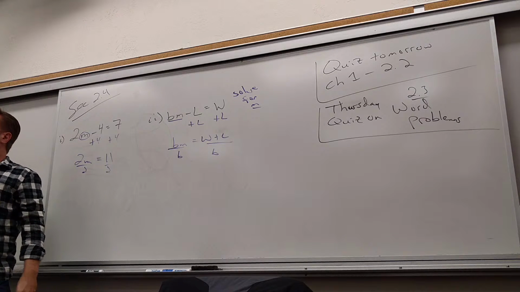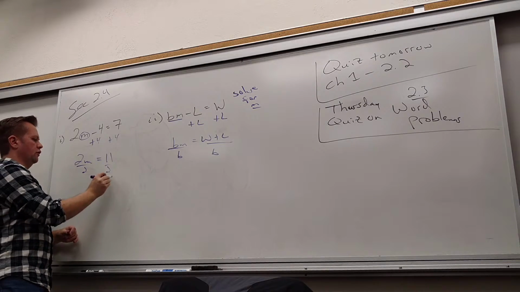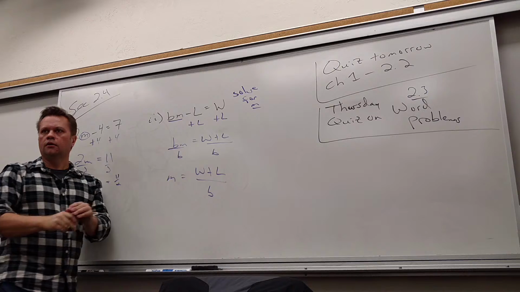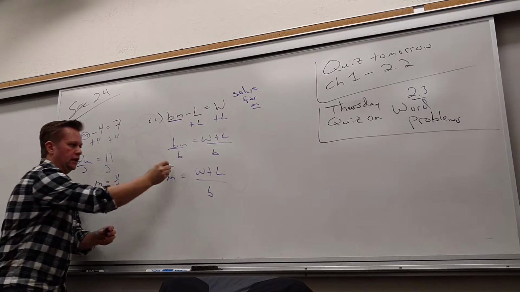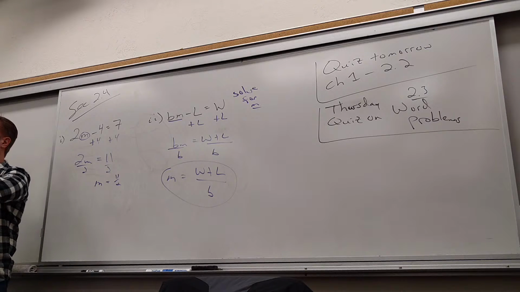What gets M by itself? Dividing by what's with M. So here I get M is 11 over 2, and here I get M is W plus L over B. Now real quick, that would be the end of the problem. You with me? In section 2.4, that would be the end, because you solved for M. You got M by itself.